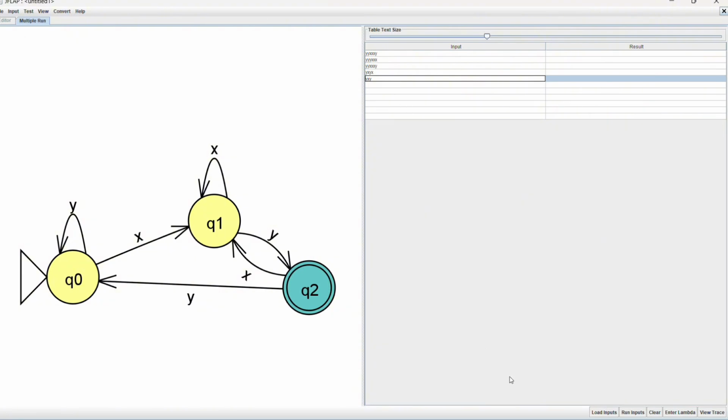Then we're going to run the input to see which one is being accepted by the machine. Over here, you can see y, y, x, x, y is accepted. y, y, y, x, x is rejected. y, y, x, y, x, y is accepted. y, x, y is also accepted. Okay, thank you.